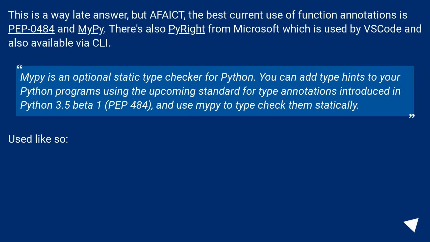This is a way late answer, but a fact. The best current use of function annotations is PEP 484 and MyPy. There's also Pyright from Microsoft, which is used by Xcode and also available via CLI. MyPy is an optional static type checker for Python. You can add type hints to your Python programs using the upcoming standard for type annotations introduced in Python 3.5 Beta 1, PEP 484, and use MyPy to type check them statically. Used like so.